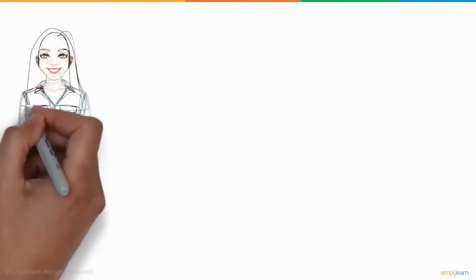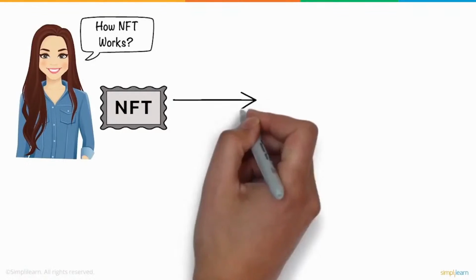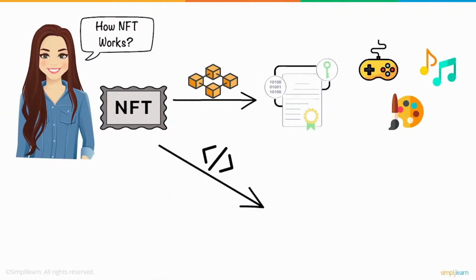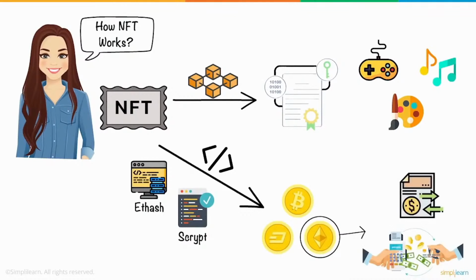After learning what NFT is, Susan was curious to know how exactly NFT works. NFT basically creates a blockchain-based digital certificate for your digital collectibles, including games, music, art, and many more. This certificate gives your artwork a unique identity. The underlying technology and the programming language used by NFTs are the same as other cryptocurrencies, such as blockchain and the programming language Ethash or Script. NFT majorly exists on Ethereum blockchain, a distributed public ledger that records all the transactions. However, NFT is quite different from these cryptocurrencies.